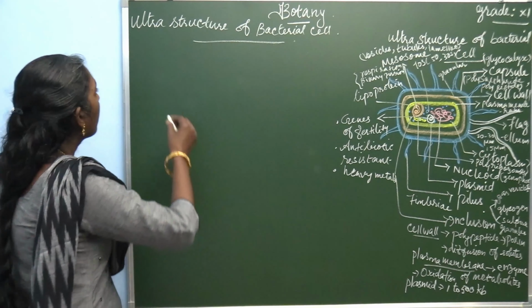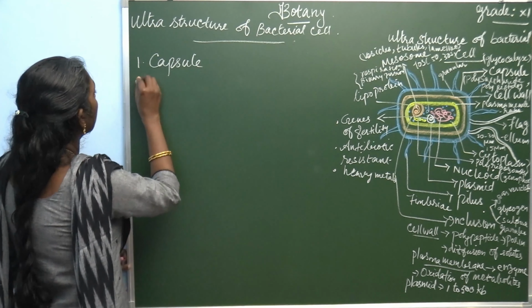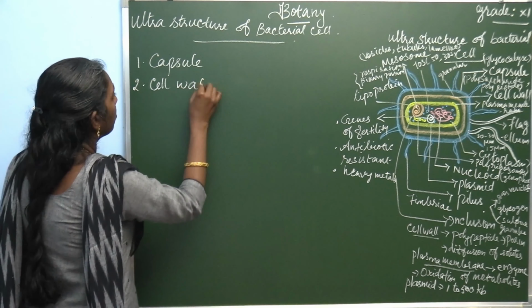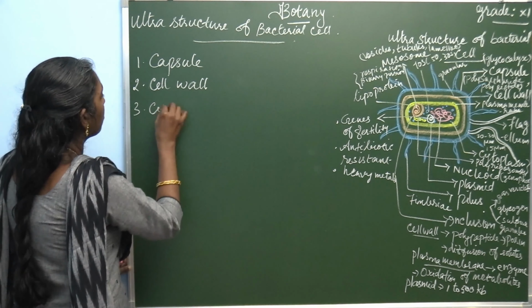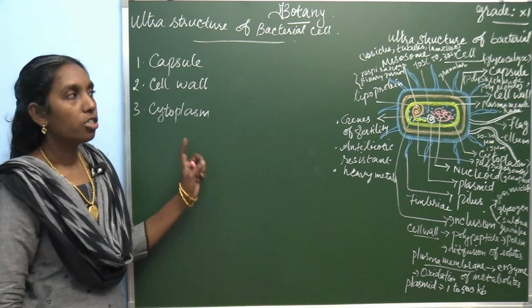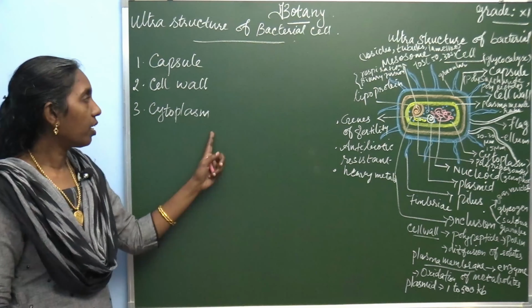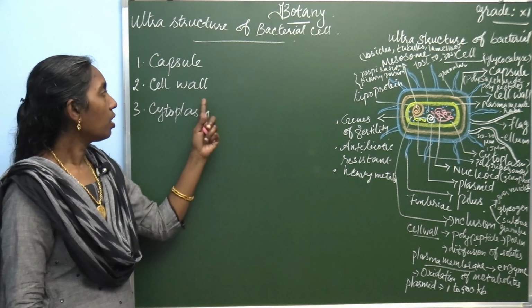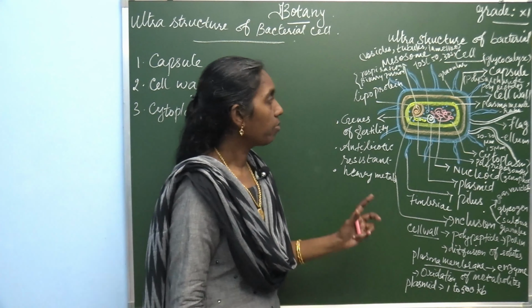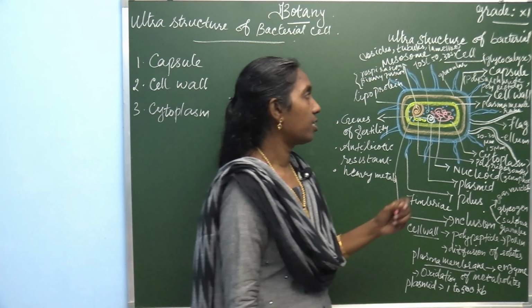They are capsule, cell wall and cytoplasm. The ultrastructure of bacterial cell reveals three different layers. They are capsule, cell wall and cytoplasm. Look at this diagram. It reveals all the three different layers of bacterial cell.